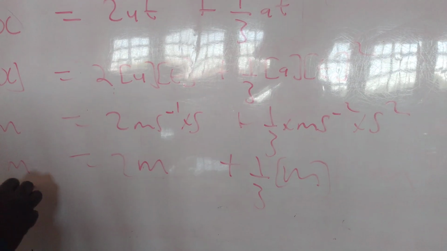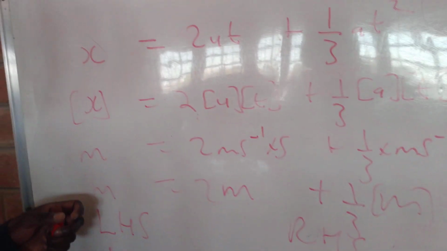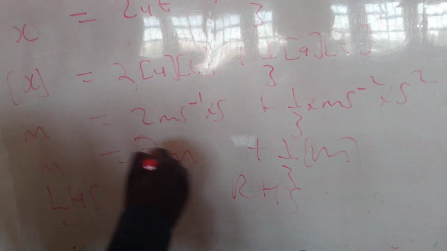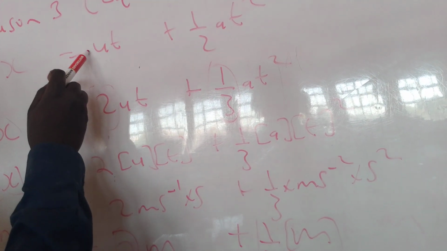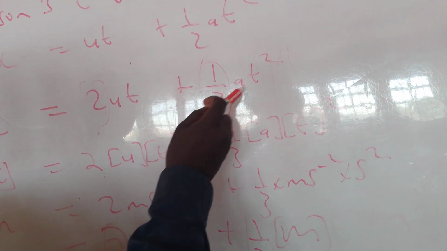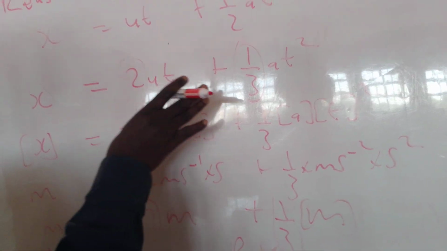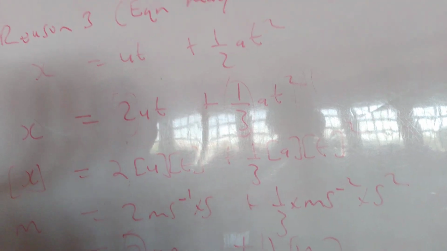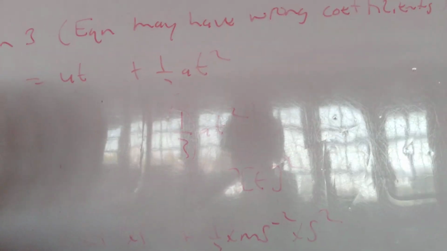This is our left hand side. This is our right. All the terms on the left hand side have the same basis as the terms on the right, but they have wrong coefficients. The actual coefficient for ut is 1. The actual coefficient for at squared is half. But because of wrong coefficients, this equation is rendered incorrect. It is homogeneous but incorrect. Reason 4. Fourth reason.